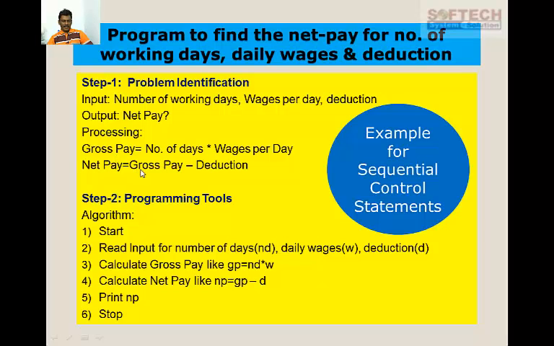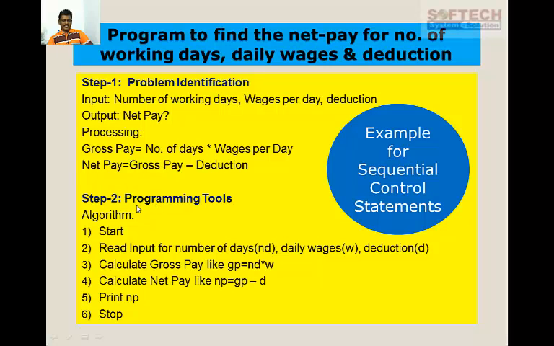That labor already got some loan, so we reduce 1,000 rupees every month. That 1,000 rupees is the deduction. Suppose the deduction value is 1,000. Working days is 25, wages per day is 500, and the deduction is 1,000 rupees. What is the gross pay? 25 into 500, 12,500. What is the net pay? 12,500 minus 1,000, so 11,000 is the net pay. This is the problem identification. Now we identify the problem: how to find the net pay for the given number of working days, wages per day and deduction. Then we design.